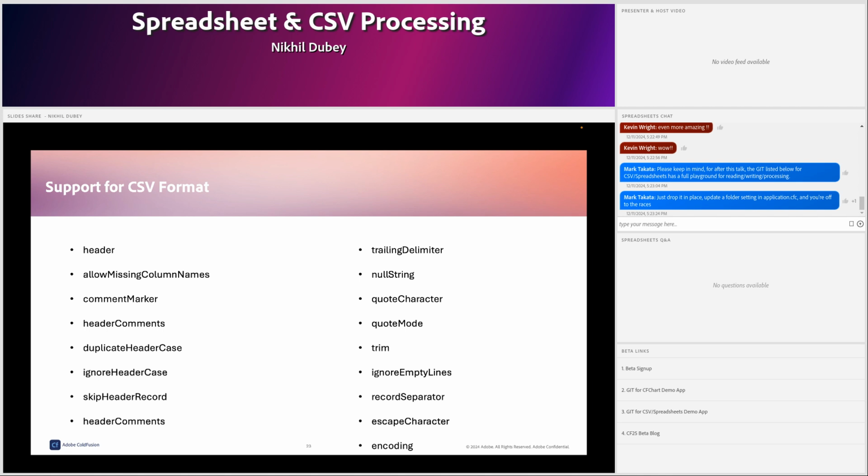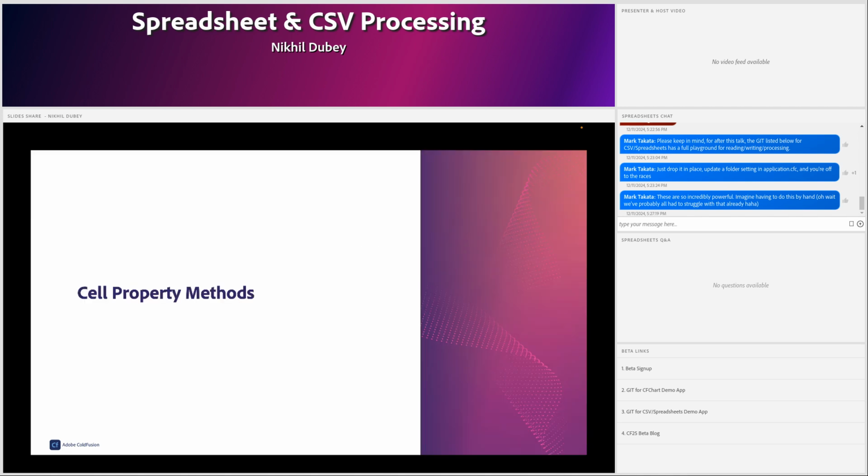So all these configurations allow you to efficiently perform the commonly needed pre-processing with your CSV data. So these are the configurations that we support. Moving on to the next section, which is the cell property methods.